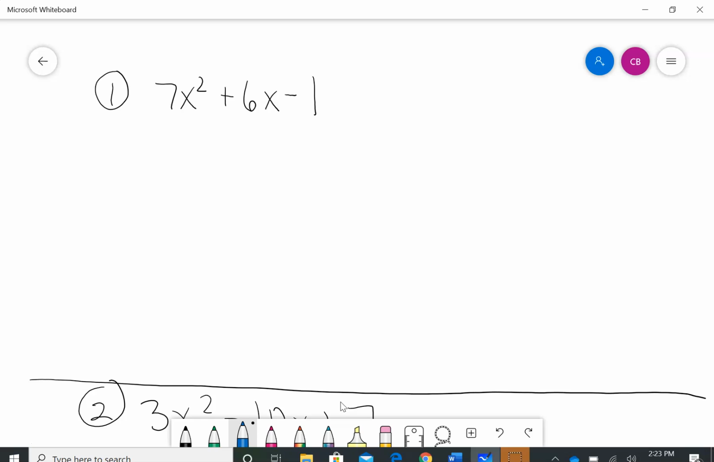All right, so first we have to identify our a value, our b value, and our c value. Those are the coefficients in front of the x squared, the x, and then your constant at the end.